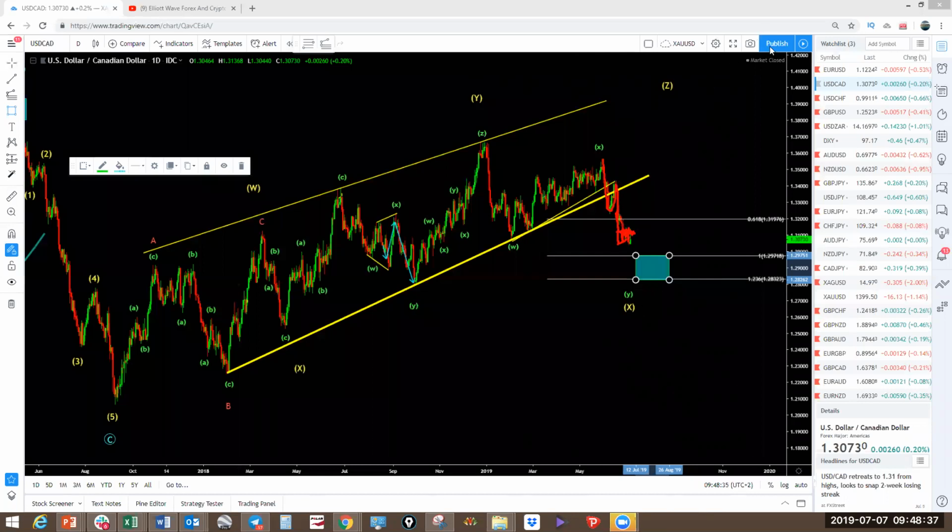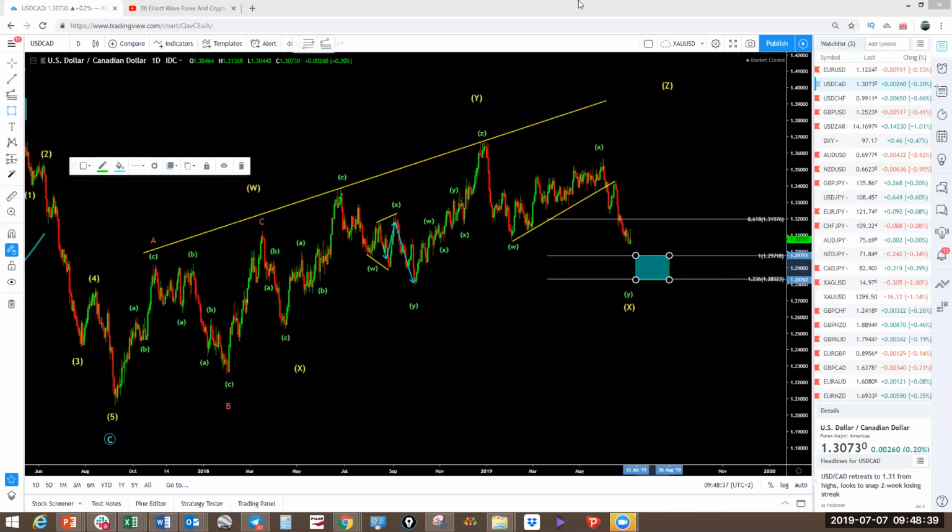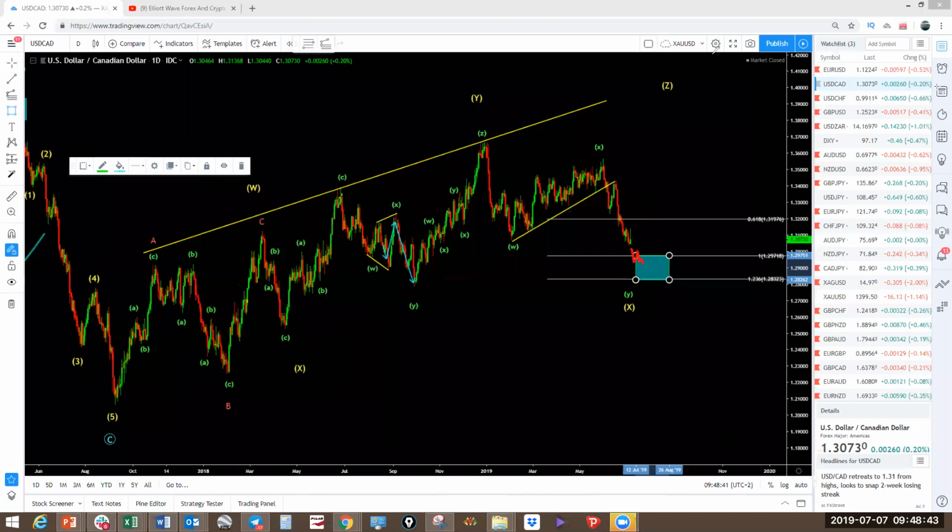Right, so that is what you're looking for on US dollar CAD. Just look for continuation patterns and look for reversal signs up to the blue box. Okay, so if this crashes through the blue box, we're going to update the structure.